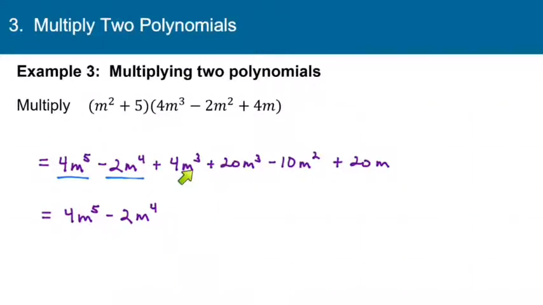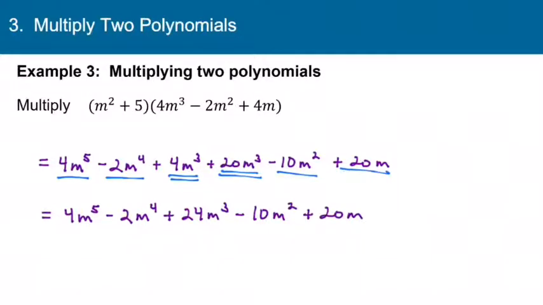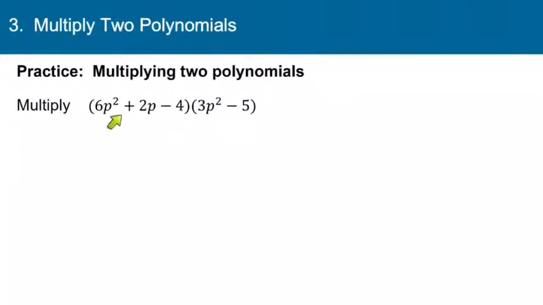Now I do have two terms that are m to the third. So 4m to the third plus 20m to the third, remember we're adding here, is going to give us 24m to the third. Do you see the difference between multiplication and addition? Because these two terms are added together, we add their coefficients and the powers on the variables stay the same. Then we have our m squared term and our m term. So we end up with 4m to the fifth minus 2m to the fourth plus 24m to the third minus 10m squared plus 20m.